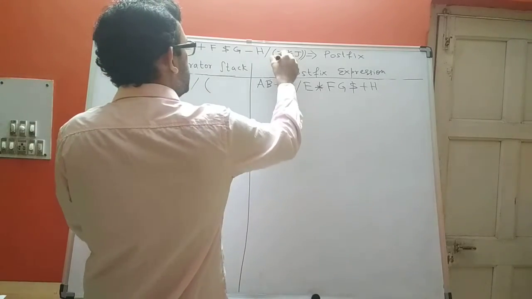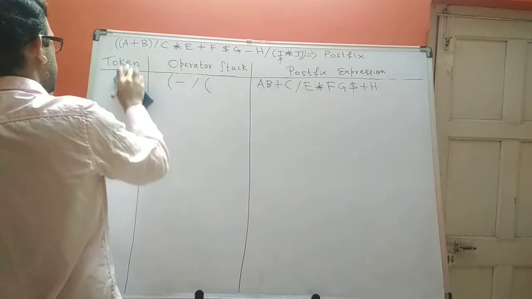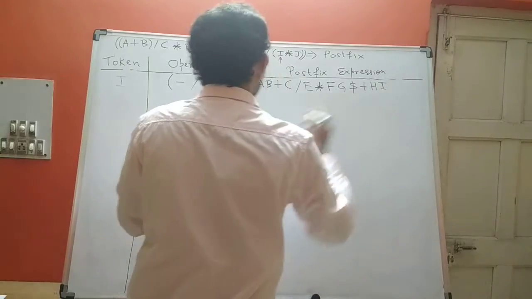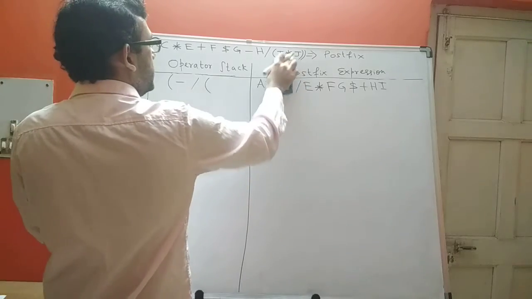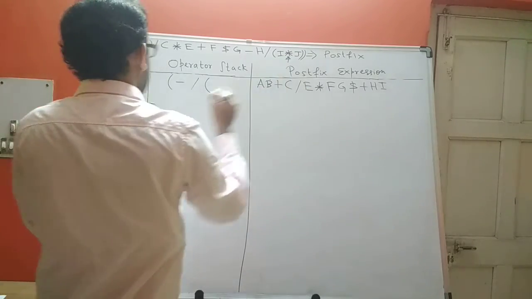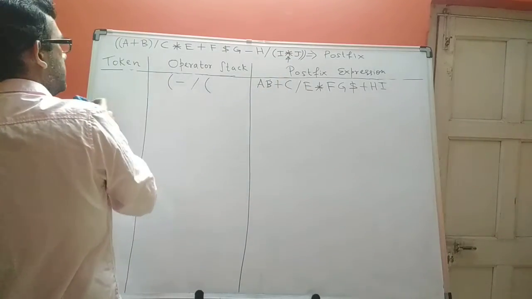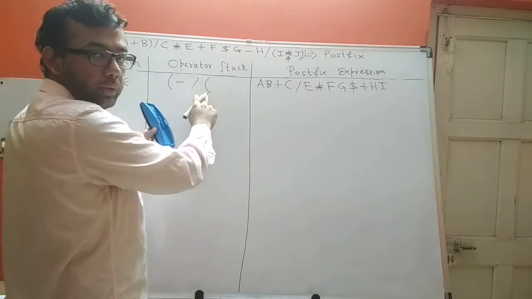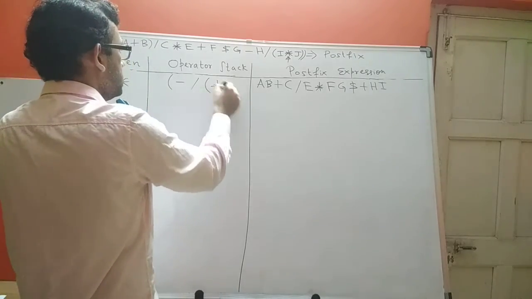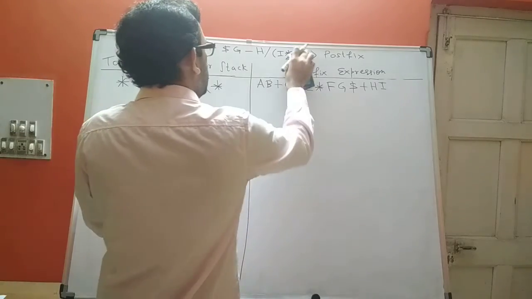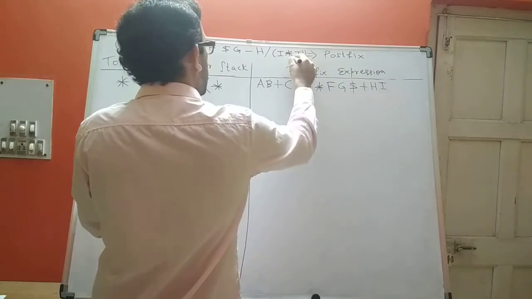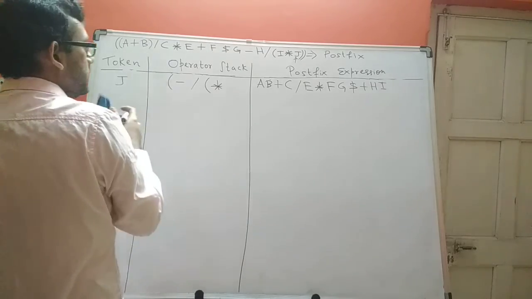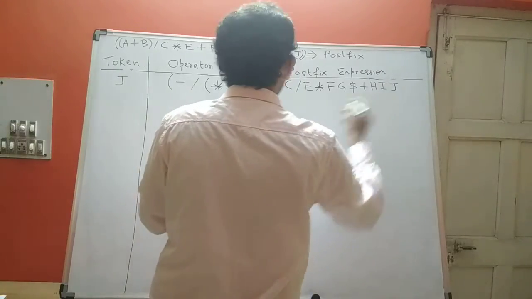My next token is I. I is an operand. Since it is an operand, I will add it to my postfix expression. My next token is star. Now star has higher precedence than the opening parenthesis because the opening parenthesis is my top of stack. So I'll push it onto the stack. My next token is J. J is an operand, so I can add it to my output.